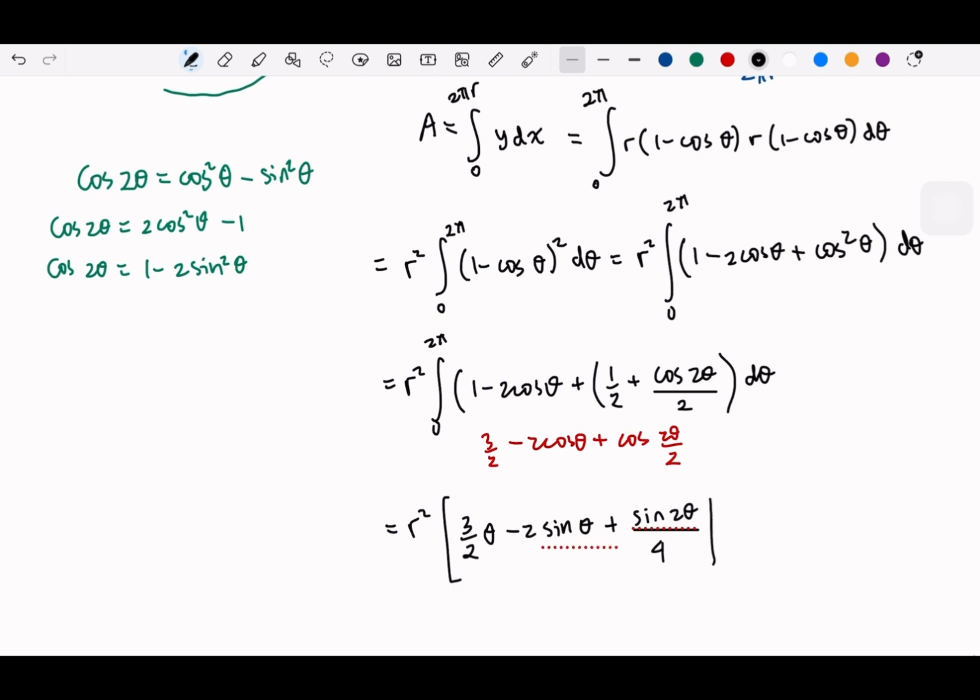And then, taking 0 to 2 pi, I think the sines are all 0, right? At 2 pi and 0, it makes it 0, so we could just multiply with the 3 over 2. So this will be r squared multiplied by 3 over 2 times 2 pi, which is 3 pi r squared.